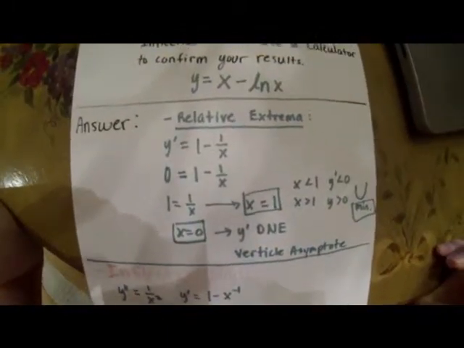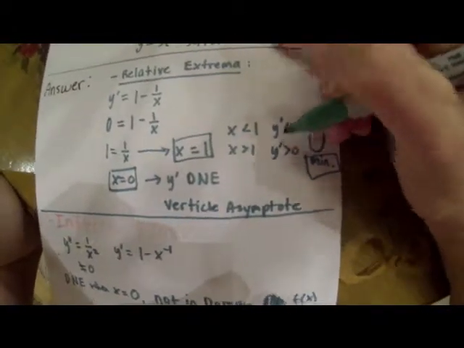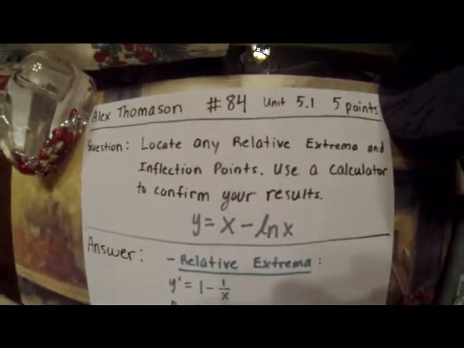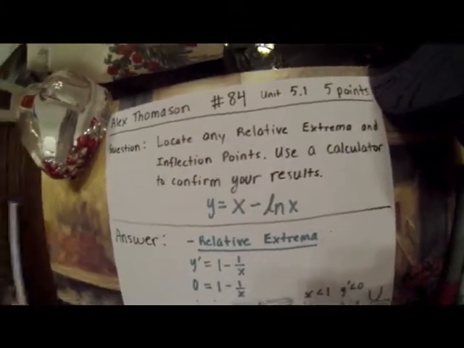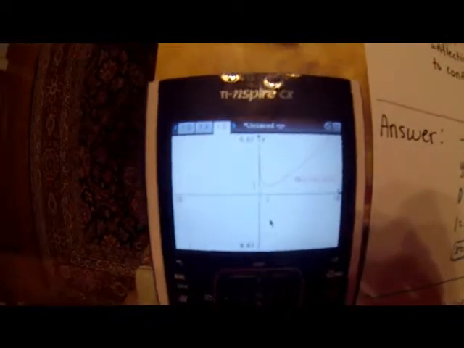Alright. When we were finding the relative extrema, I forgot to put the y prime right here. It asks us to confirm our results with a calculator, and we can see on this calculator that when x equals 1, that is our minimum, and nowhere on this graph does the concavity change. So we know there are no inflection points.